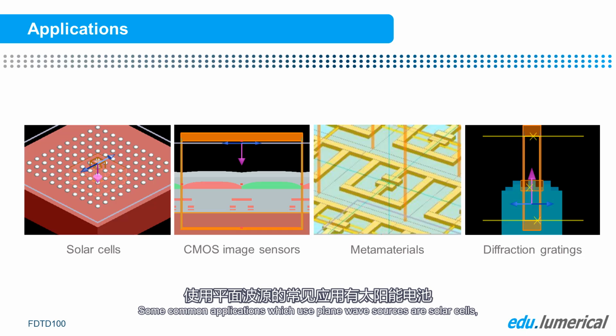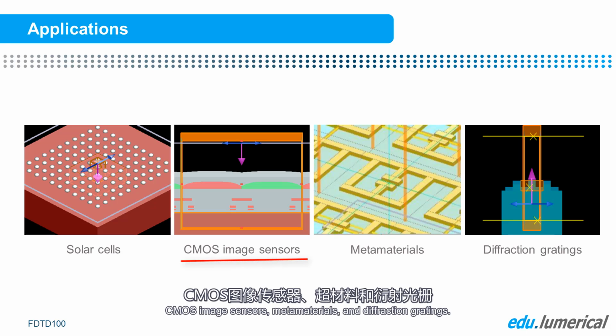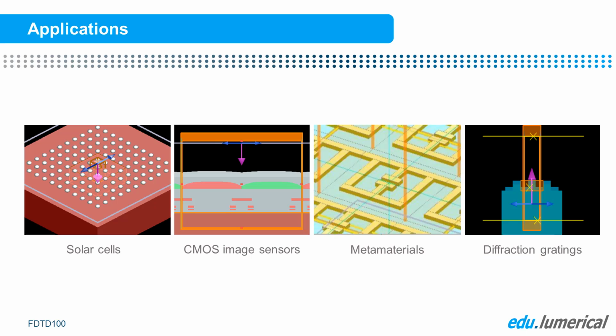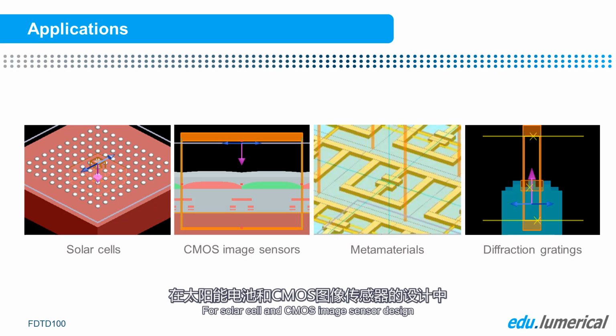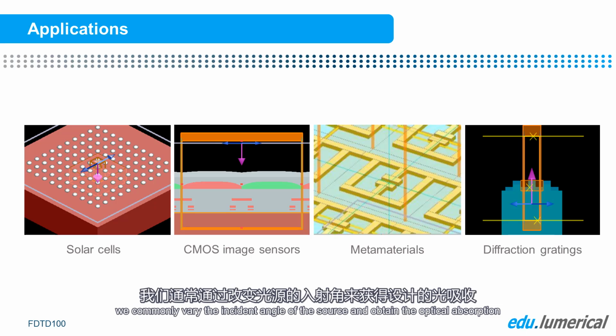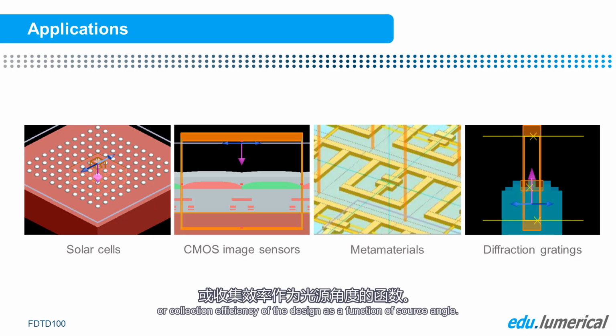Some common applications which use the plane wave sources are solar cells, CMOS image sensors, metamaterials, and diffraction gratings. For the solar cell and CMOS image sensor design, we commonly vary the incident angle of the source and obtain the optical absorption collection efficiency of the design as a function of source angle.